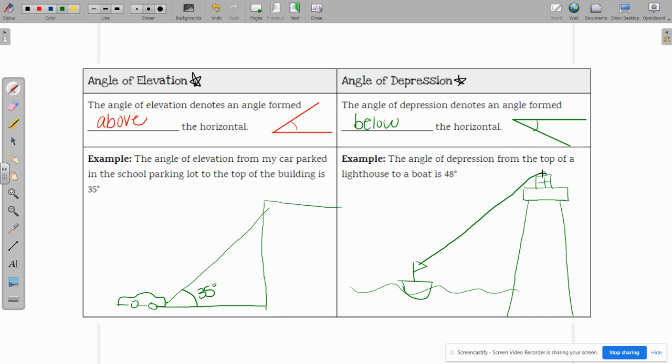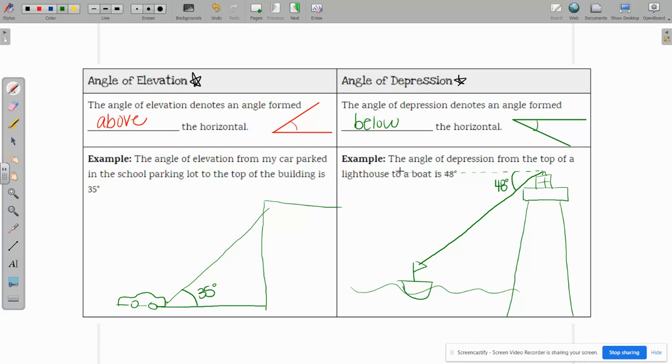So the angle of depression has to come down from a horizontal. A lot of times people think, oh, this is the angle right here between this side and the horizontal from the water, but it's from the top of the lighthouse. So the angle of depression is from the top here. You would want to draw in your horizontal line here. If you were standing at the lighthouse looking straight out, you would have this line of sight, but then when you look down from that horizontal, this is actually where the 48 degrees would go.